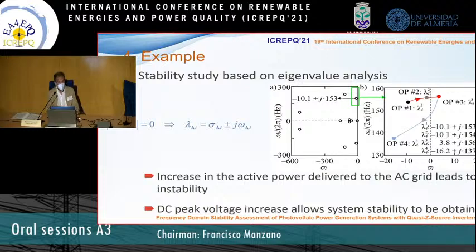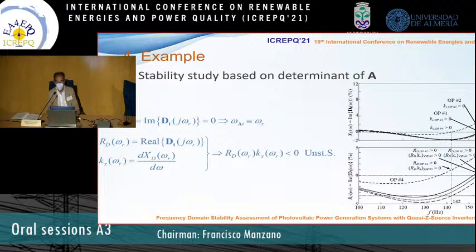This stability study is also performed by using the proposed frequency domain method based on the determinant of the state space matrix. For this, we can plot on the right at the top the imaginary part of this determinant, and at the bottom the real part of this determinant. First of all, we must locate the crossing points of the imaginary part. And we can see that these crossing points characterize the frequency of the oscillatory modes at 150 Hz.